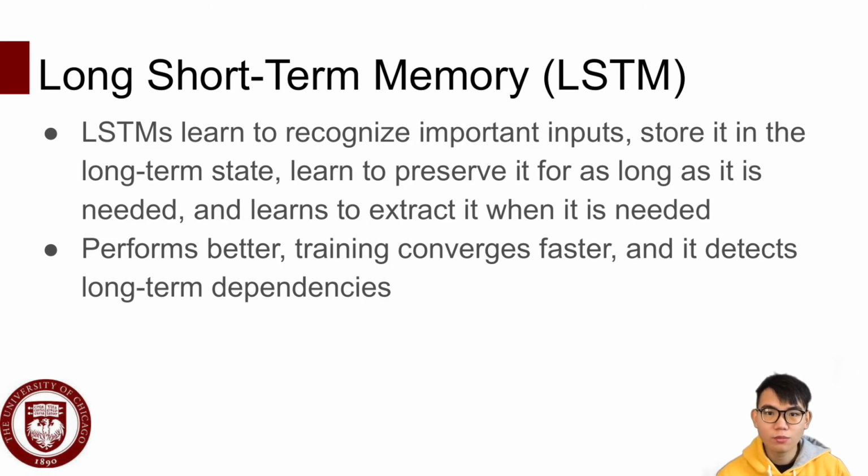The long short-term memory cell helps address the second issue by learning how to recognize important inputs, store them in the long-term state, learn to preserve them for as long as is needed, and learn to extract the inputs when they're needed. Experimentally, LSTMs have been shown to perform better, converge faster during training, and more effectively detect long-term dependencies.